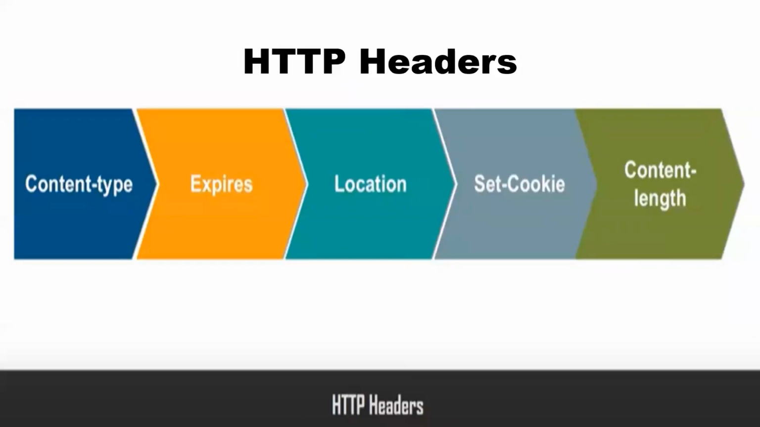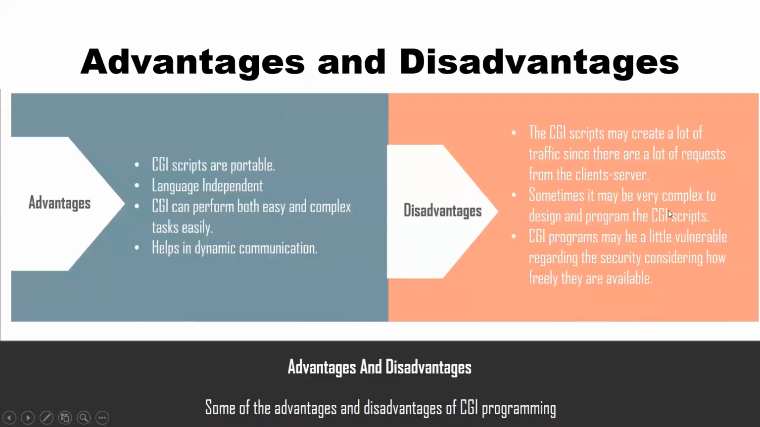Next, HTTP headers: content type. I'm using all these kinds of variables and functions, headers, in our programs. That's why I'm telling you this. HTTP headers: content type, expires, location, set cookie, content length. Just understand the purpose, and we have some advantages and disadvantages regarding CGI.